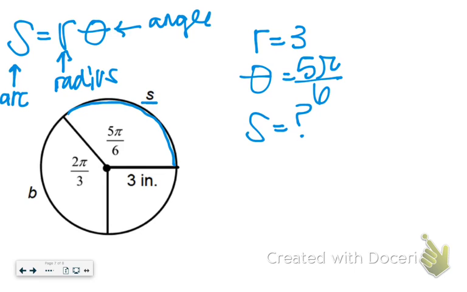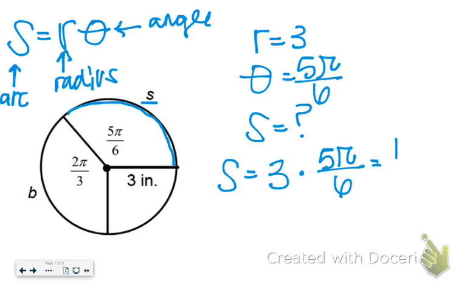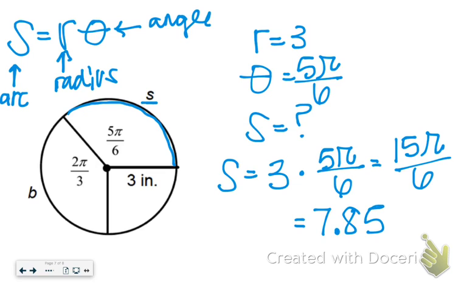What we're going to do is go S equals R, which is 3, times 5 pi over 6. Then we're just going to go through and multiply this out. So 3 times 5 is 15 pi over 6. Then you can put that straight into your calculator, and it will give you 7.85. That is this measure right there.